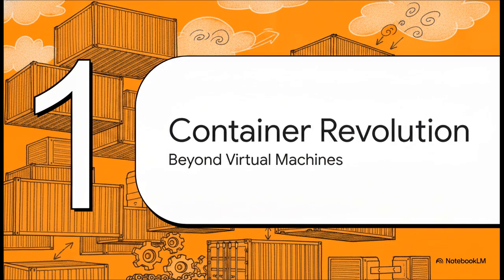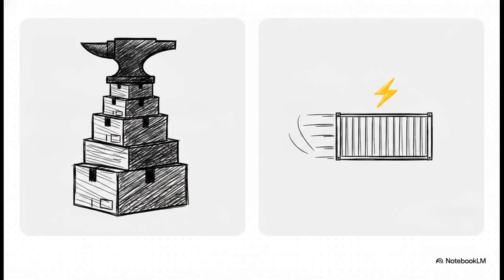Part 1, the container revolution and how we are moving beyond virtual machines. To really get why containers are such a huge deal, we need to clear up a major misconception about how they actually work under the hood, especially compared to the old way of doing things. Think about a traditional virtual machine. A VM virtualizes the actual physical hardware. It needs a heavy hypervisor and an entire, bulky guest operating system for every single application you run. That takes minutes to boot up, and honestly, it wastes a massive amount of system resources.